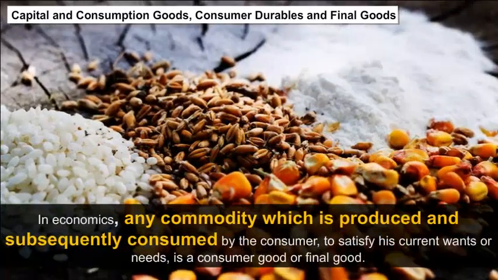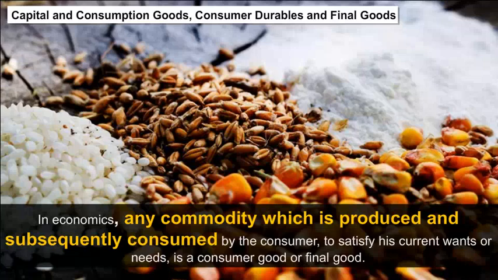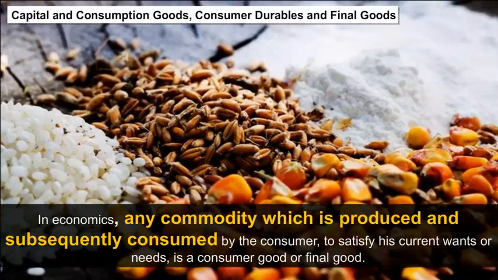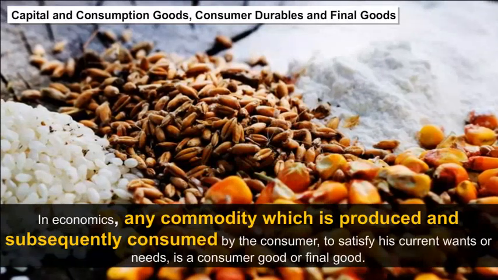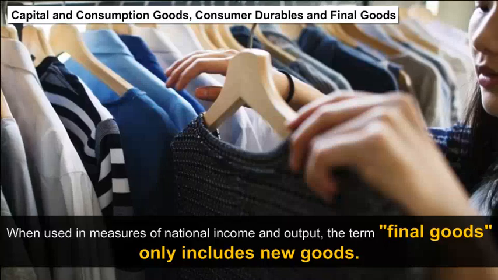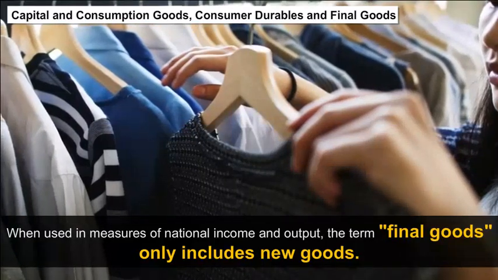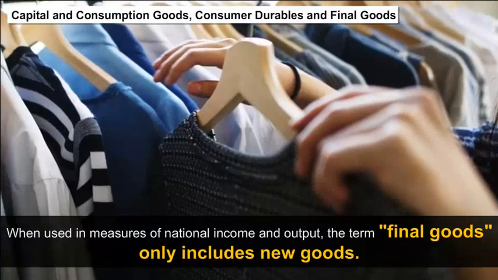In economics, any commodity which is produced and subsequently consumed by the consumer to satisfy his current wants or needs is a consumer good or final good. When used in measures of national income and output, the term final goods only includes new goods.